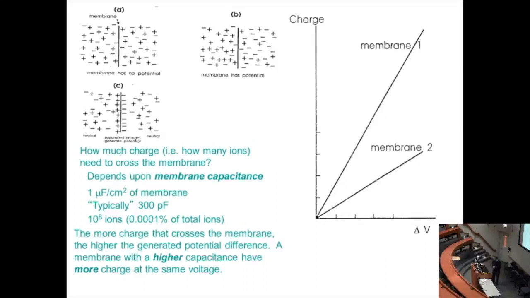So the capacitance is higher when you need to move more charge to generate a given voltage. So if I pick a voltage, let's say right here, and I go up and I look at membrane 1 and membrane 2, which one has the higher capacitance? Membrane 1. Very good. Because I need to move more charge to generate the same voltage. Okay? That is as much as you need to know about capacitance. Higher capacitance if you need to move more charge to generate the same voltage. And as a matter of fact, even that might be too much. Okay?